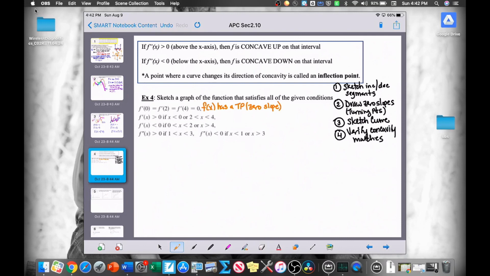Our second bit of information says f prime of x is greater than 0, so above the x-axis, the derivative is positive, if x is less than 0 or between 2 and 4. So if our derivative is positive, this tells us where our function is increasing. The next piece of information is that f prime of x is negative, or below the x-axis, between x equals 0 and 2 or when x is greater than 4. So again, if the derivative is negative, this tells us where our original function f of x is decreasing.